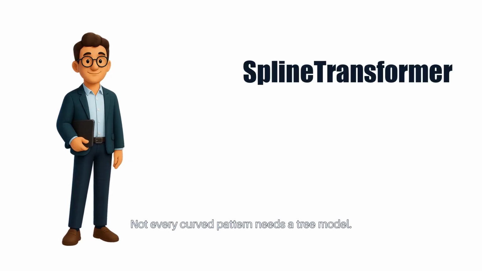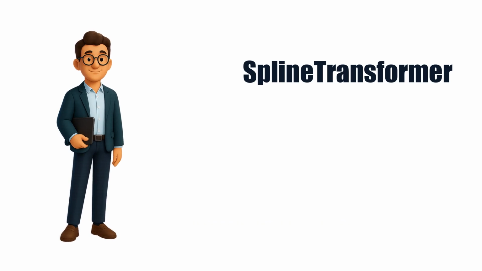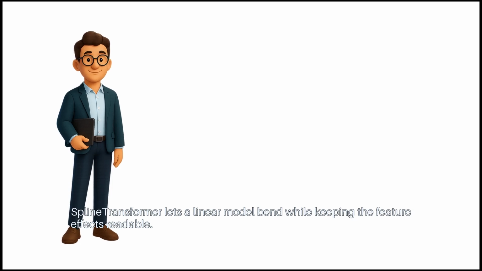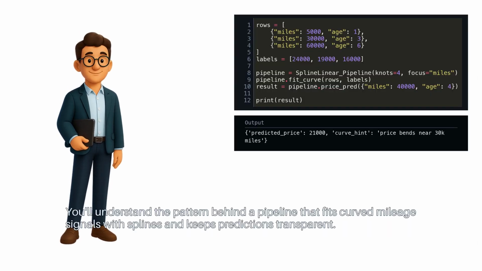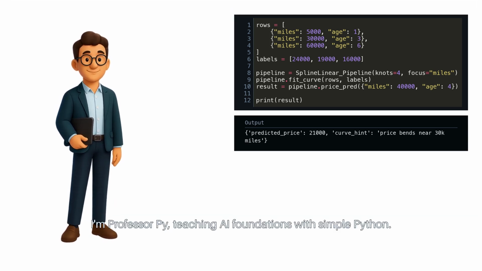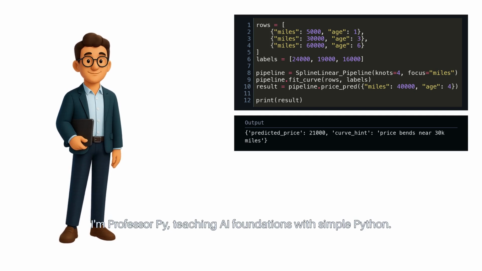Not every curved pattern needs a tree model. SplineTransformer lets a linear model bend while keeping the feature effects readable. You'll understand the pattern behind a pipeline that fits curved mileage signals with splines and keeps predictions transparent. I'm Professor Pi, teaching AI foundations with simple Python.